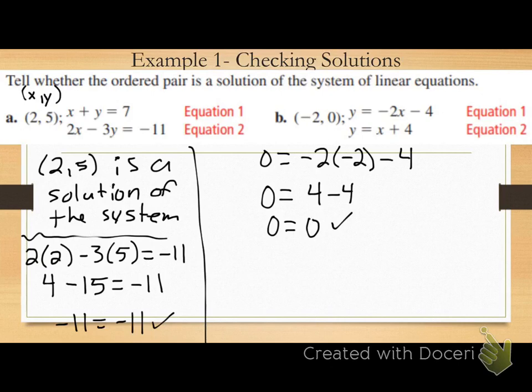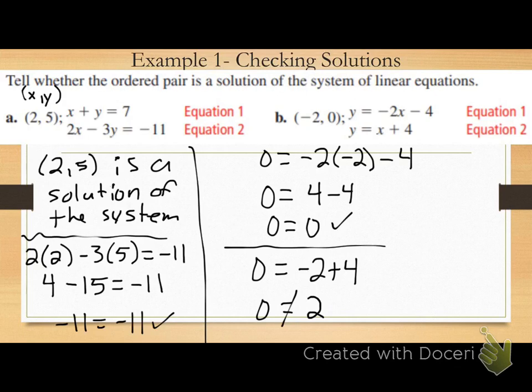Does that automatically mean that it's a solution of my system? No, I also have to check my second equation. So once again, replace y with 0. Replace x with negative 2. Work down both sides. Negative 2 plus 4 gives me 2. That's all the simplifying I can do on either side. I get the statement 0 equals 2. Is that true or false? False. 0 does not equal 2.